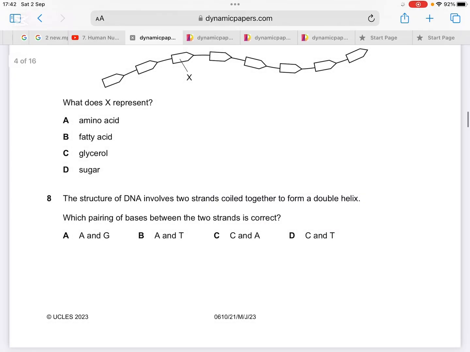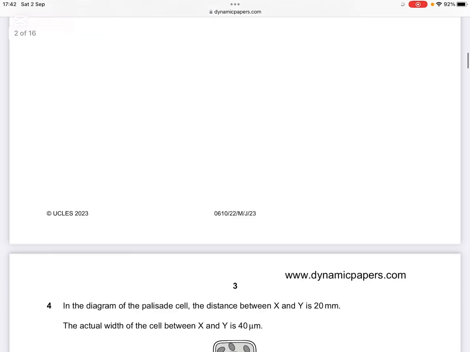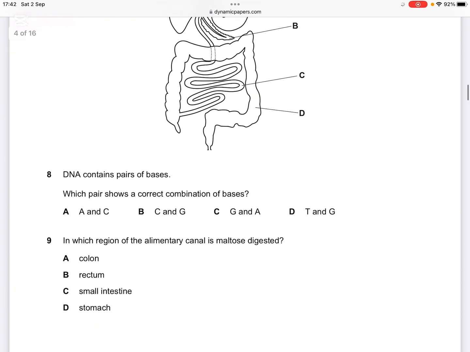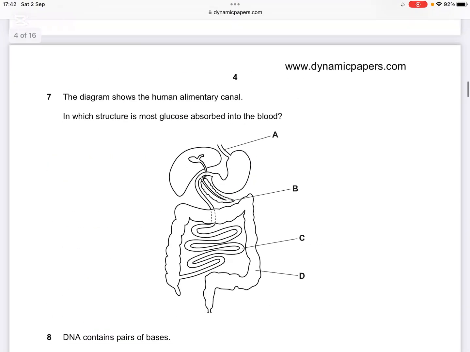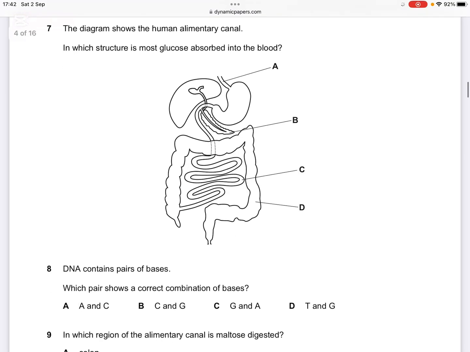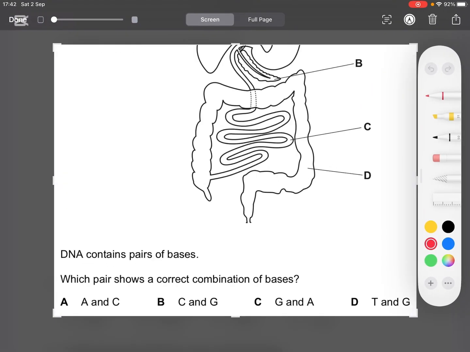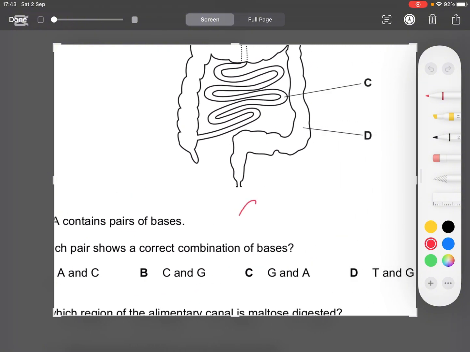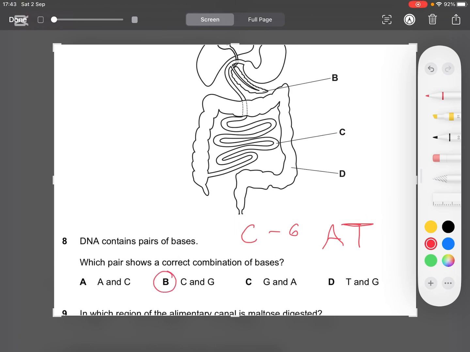Now let's go for May-June variant 2. We only have this question over here for DNA. This is the alimentary canal and maltose and stuff. And over here is the alimentary canal too. We can solve both 7 and 8. So basically, for 8, the one we just said before, C looks like G, so they form together, and A and T make the word AT. So we saw over here C and G.